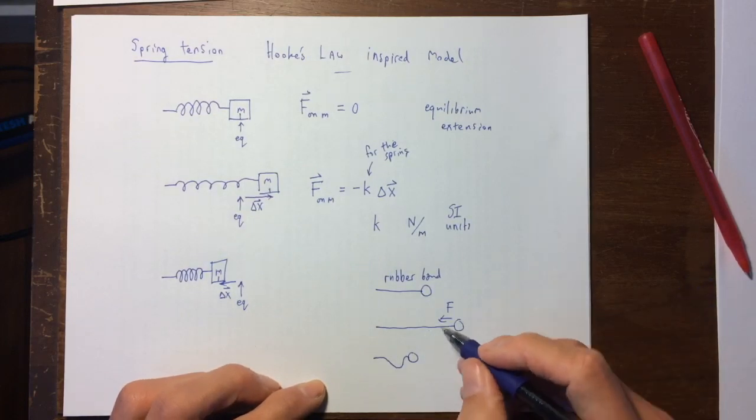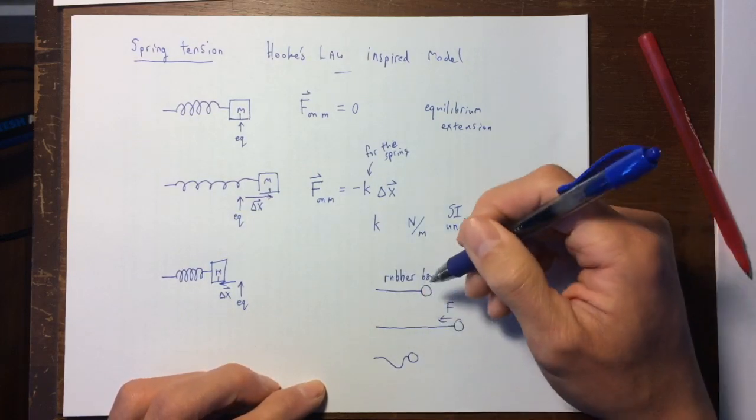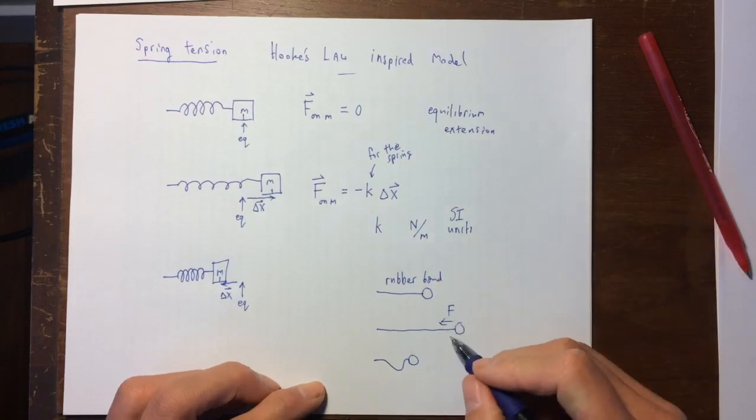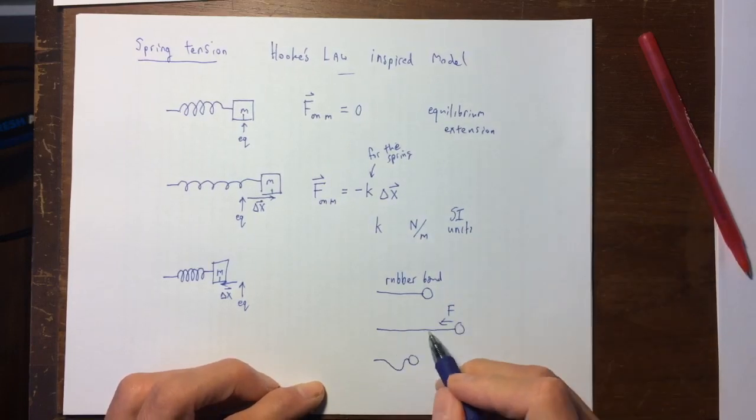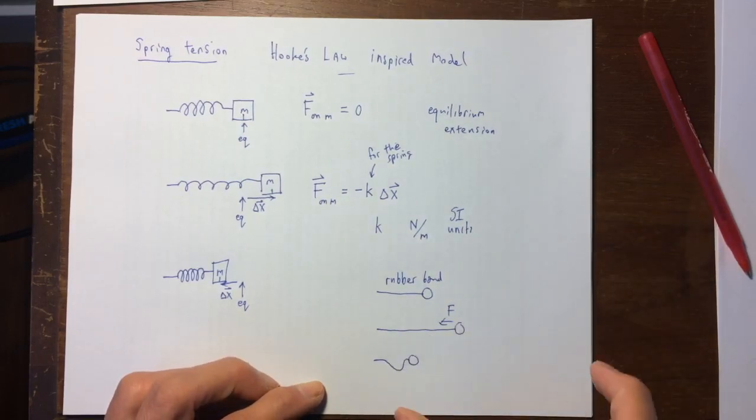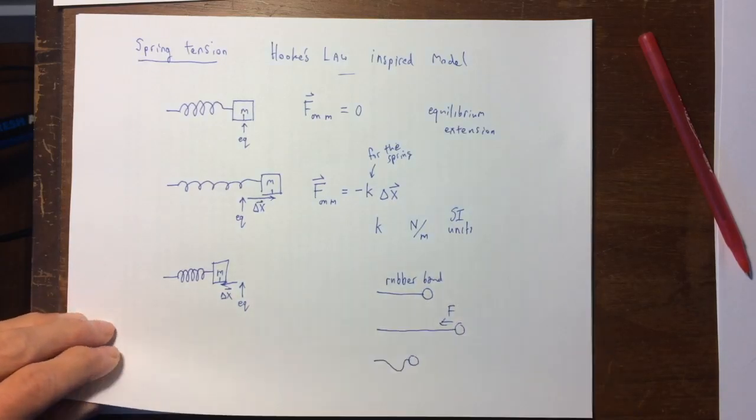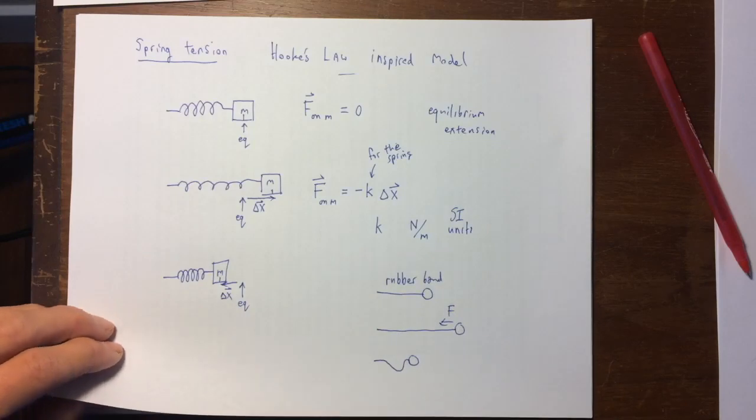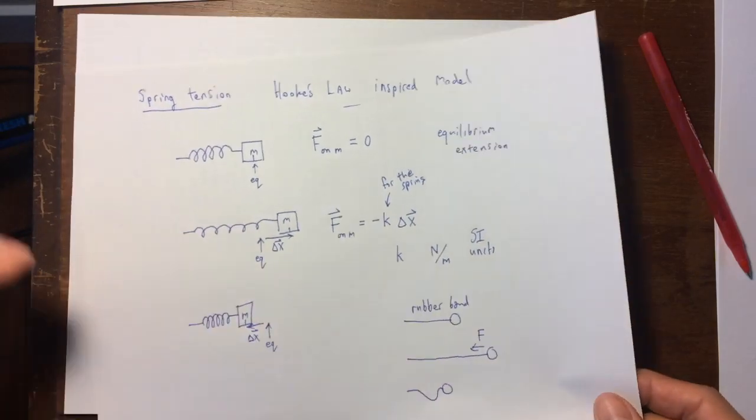But you could model the rubber band to pull back if the length of the rubber band is beyond its equilibrium length, and then otherwise the rubber band doesn't put a force on the object at all. It does not ever push out on your object. So that's a spring tension model.